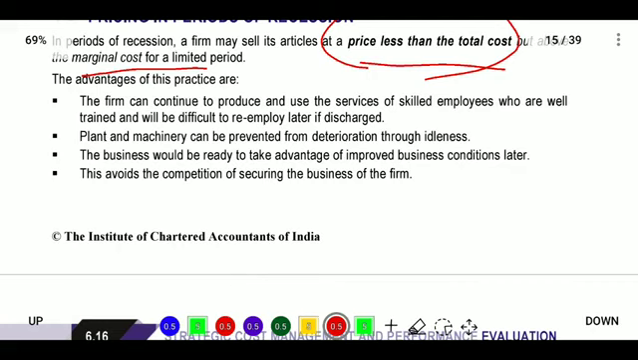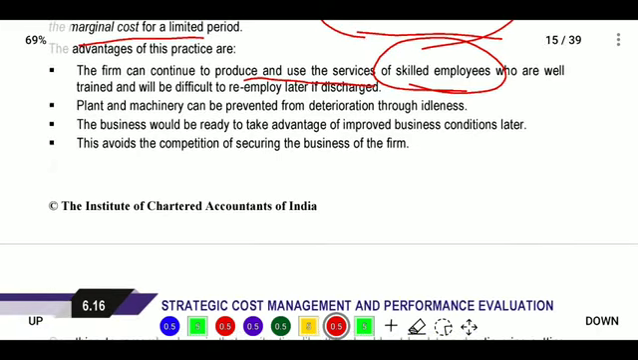Here, the firm can continue to produce and use the services of skilled labor who were trained and would be difficult to re-employ later if discharged. Next, plant and machinery can be prevented from deterioration due to idleness. We will not put our machines idle. We will use them. Then we will recover our cost.